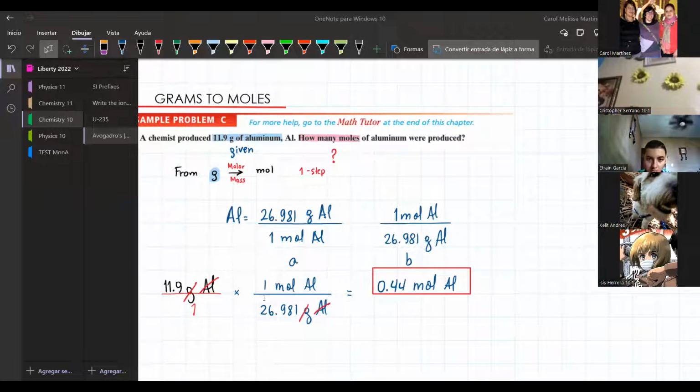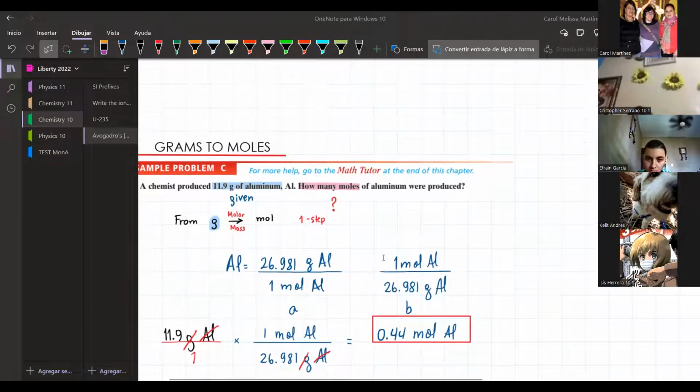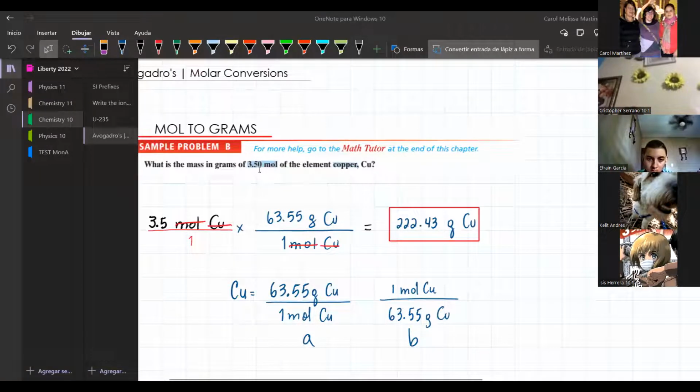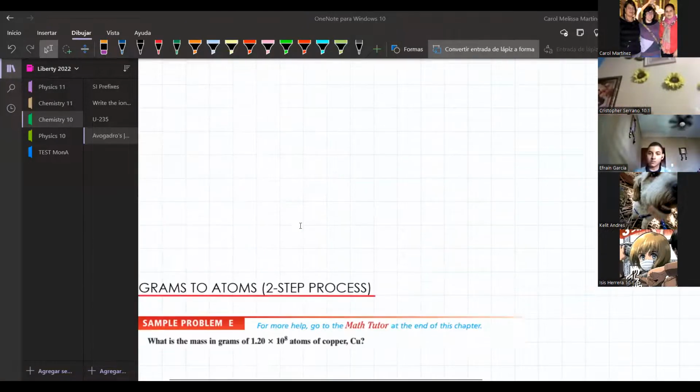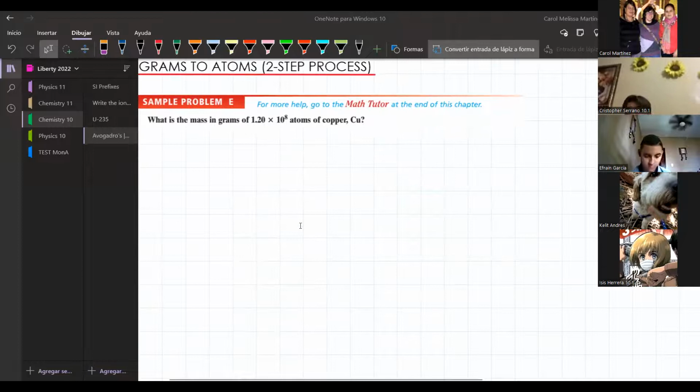So you can see that anytime we have grams to moles or moles to grams, we're going to be doing just one step. It's a one-step process. Now, this time, grams to atoms, for example, is a conversion that requires 2 steps. And we're going to make use of a conversion factor that is known as Avogadro's number.